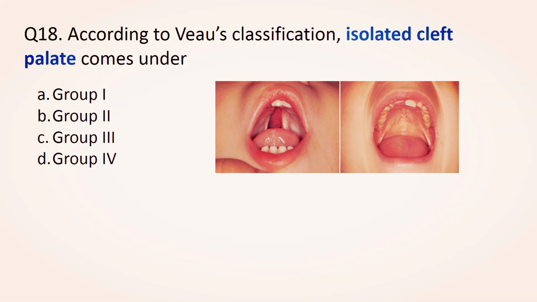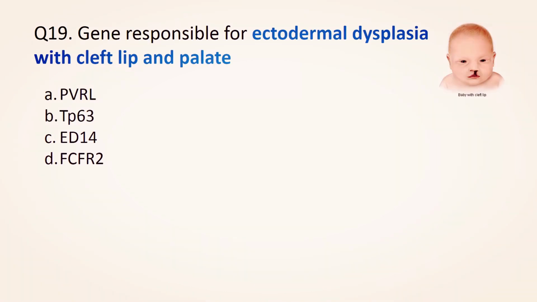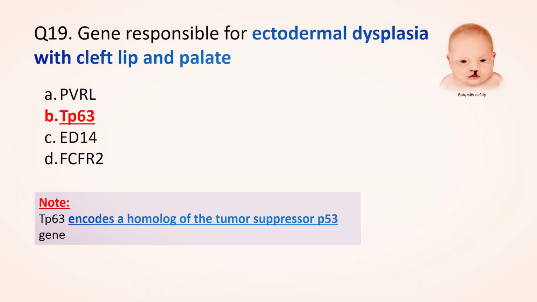According to Veau's classification, isolated cleft palate comes under A. Group 1, B. Group 2, C. Group 3, D. Group 4. The correct answer is B. Group 2. Gene responsible for ectodermal dysplasia with cleft lip and palate is A. PVRL, B. TP63, C. ED14, D. FGFR2. The correct answer is B. TP63.